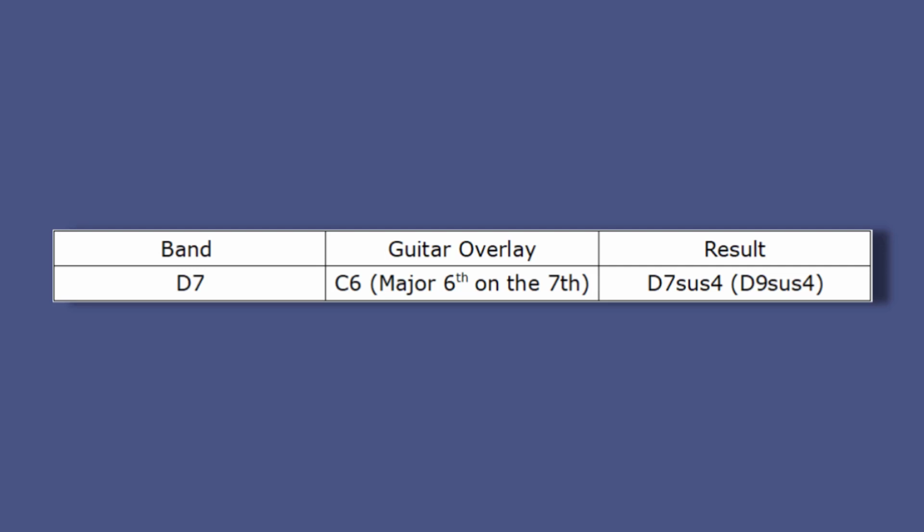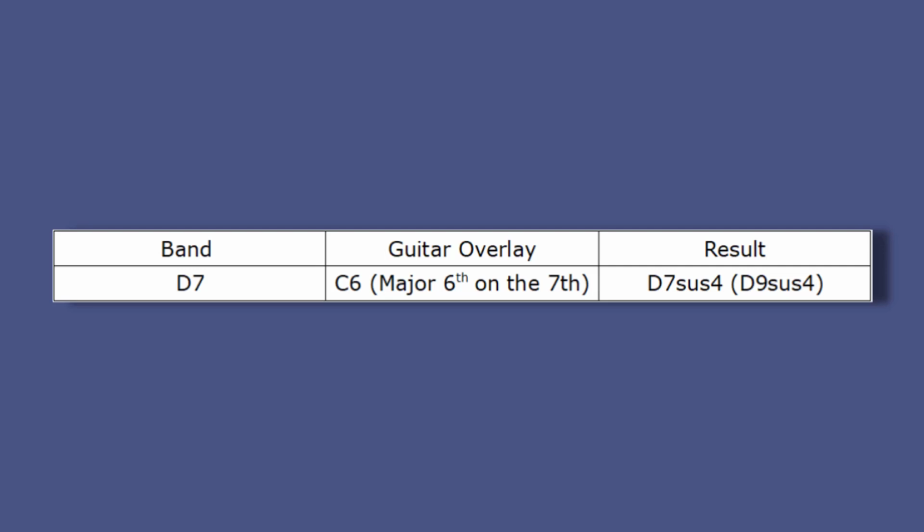In the middle column, we have guitar overlay, and that's the chord we'll be playing on guitar over the chord that the band's playing. And in the right-hand column, we have result, and that's the sound that the listener is hearing. So when the band plays their chord, in this case they're going to play D7, and when we play a C6 chord over that D7th background, the resultant sound is a D9 suspended 4th.